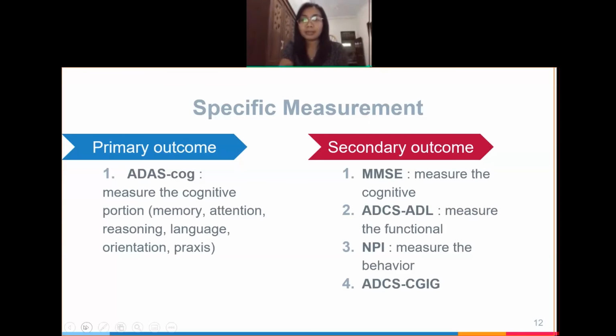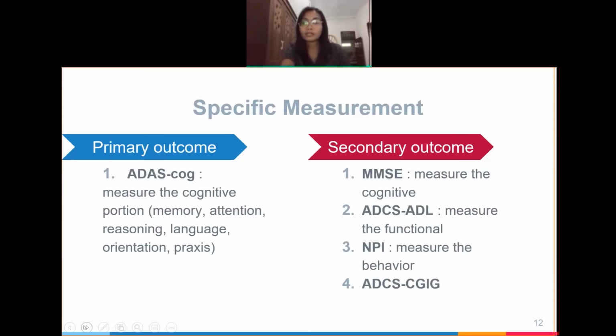For the specific measurement, there were two specific measurements, the primary and the secondary outcome. The primary outcome in the study shows the change of cognitive quotient of every group by using a psychometric instrument named ADAS-Cog, Alzheimer's Disease Assessment Scale, cognitive subscale, and the study evaluated the memory, attention, reasoning, language, orientation, and the praxis of the patient. The score range is 0 to 70, and lower scores indicate improvement of the cognitive, while positive change scores mean the worsening of the cognitive.